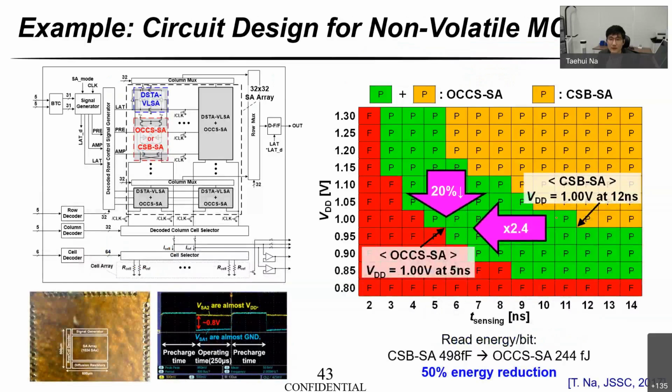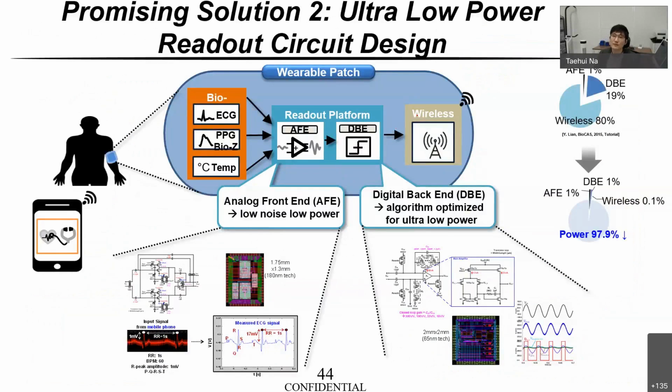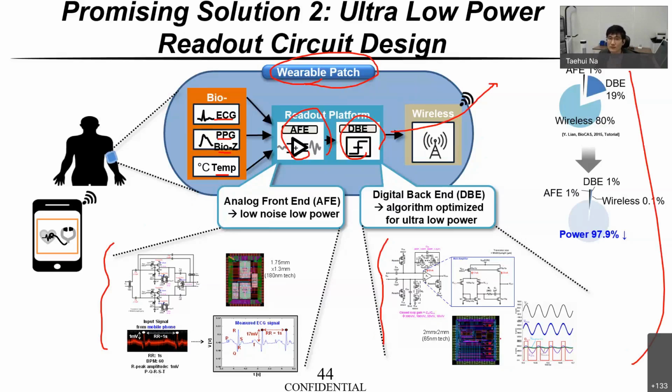Another primary solution is to achieve ultra low power reader circuit design. This is just an example: the wearable patch. From our body, we can extract a lot of biosignals such as ECG, PPG, bioimpedance, and temperature. They can be extracted by using an ultra low power instrumentation amplifier such as an analog amplifier, and processed using the digital backend circuit and wireless communication. These are examples that I have designed previously. So this is another topic to achieve low power reader circuit design.